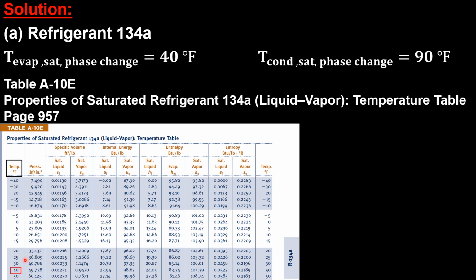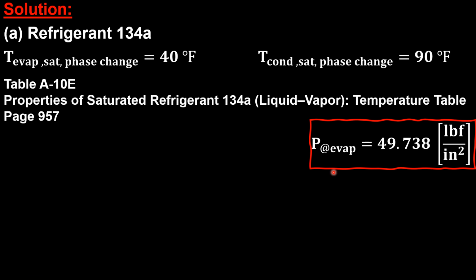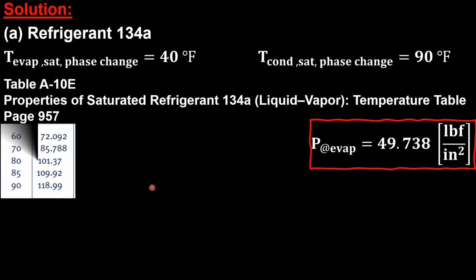So the corresponding saturation pressure is 49.738, which is in units of pound-force per inch squared. So here we will write down the evaporator value, the operating pressure at the evaporator. Now, within the table, we will go all the way down to 90, and the corresponding operating pressure is 118.99.